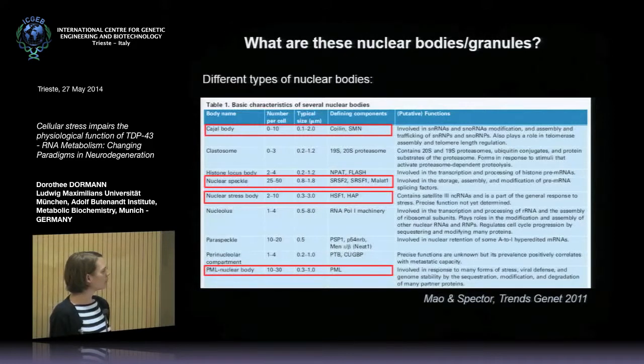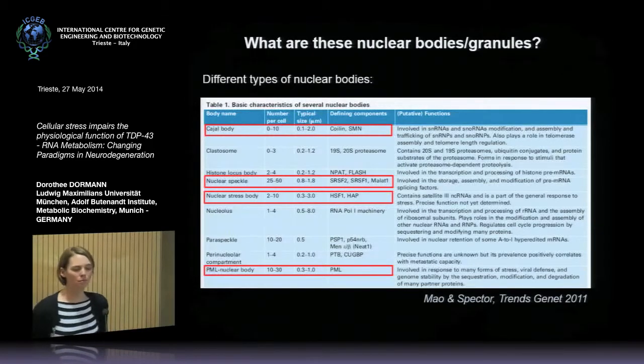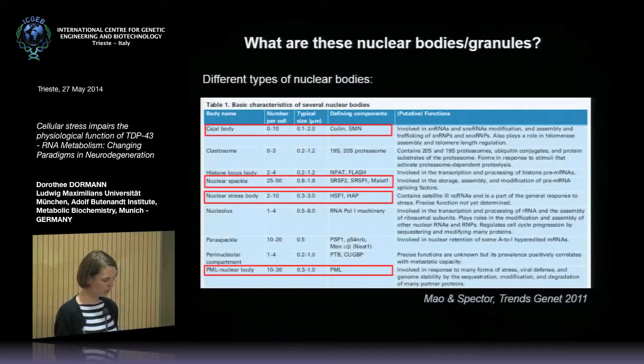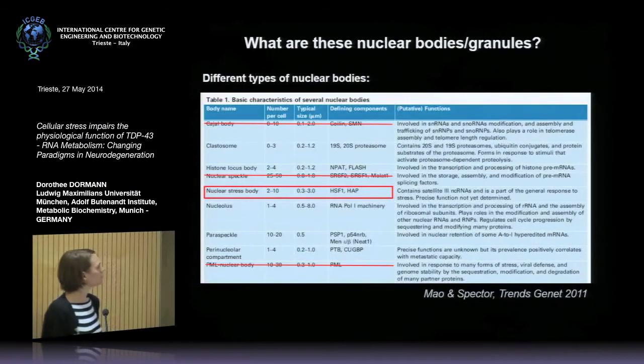And finally, from the number and size that our granules had, we also considered whether they could be maybe PML bodies, which are involved, for example, in protein degradation. So we tested for localization to these different nuclear bodies by co-staining with specific markers of these nuclear bodies. And by that we could exclude that the bodies that we saw were Cajal bodies or nuclear speckles or PML bodies.